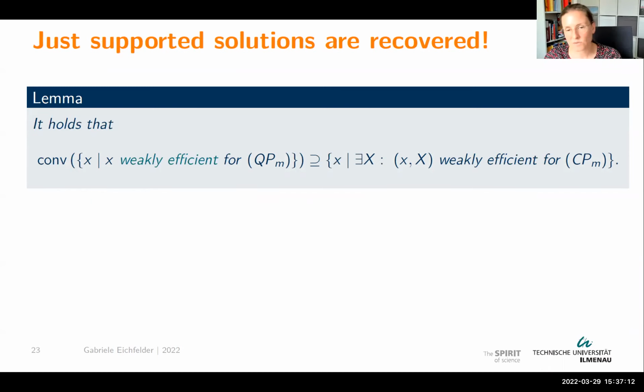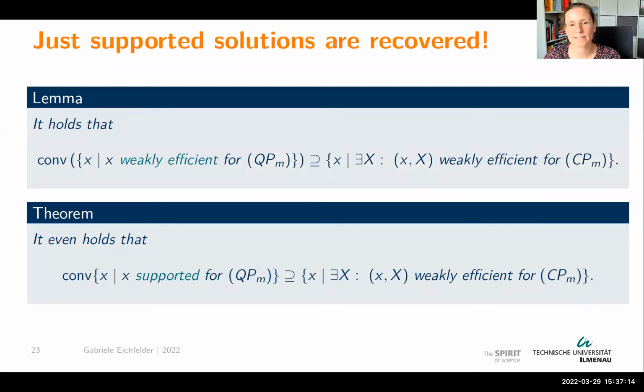We can tighten this result, improve this result. We can prove that this set on the right-hand side is not just in the convex hull of the weakly efficient solutions. It's in fact a subset of a smaller set, the set of just the supported solutions. So with all of these solutions here, we are only able to find anything which is in the convex hull of the supported solutions of the original problem.